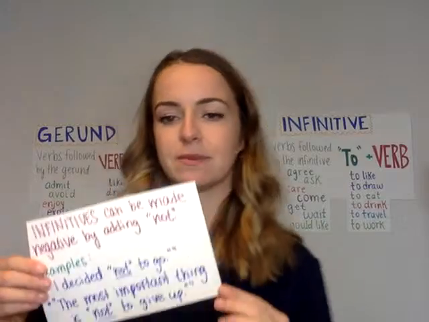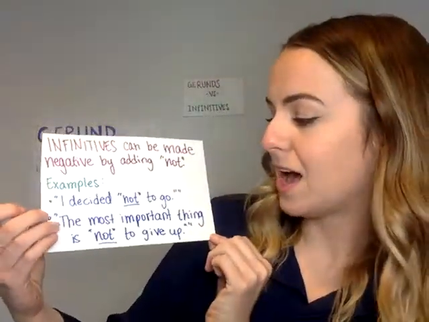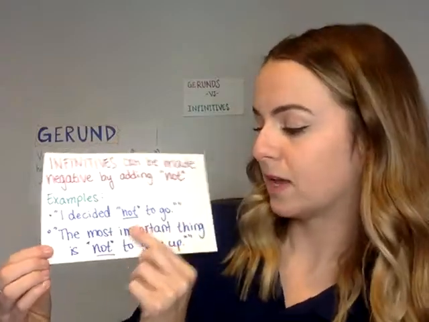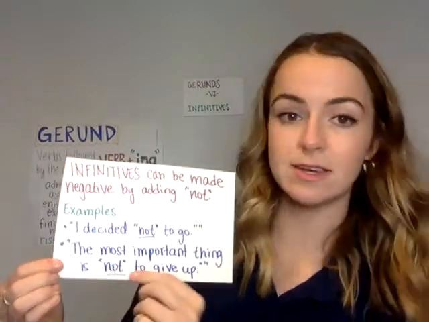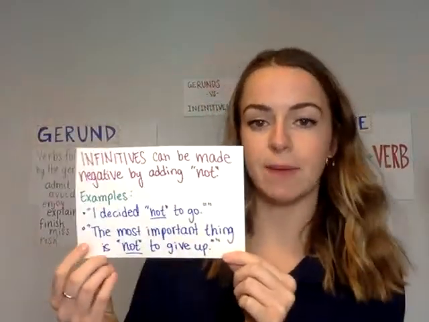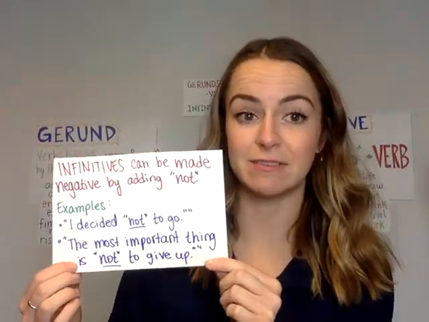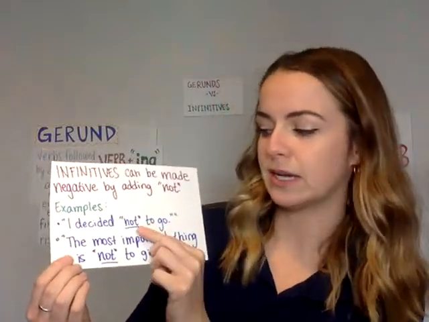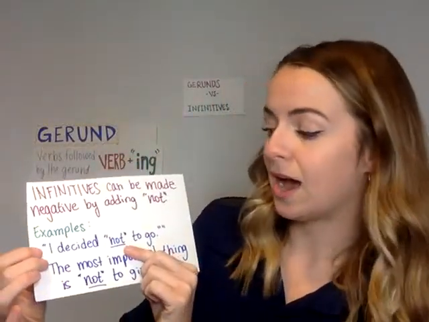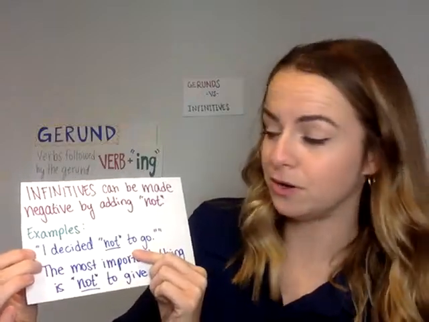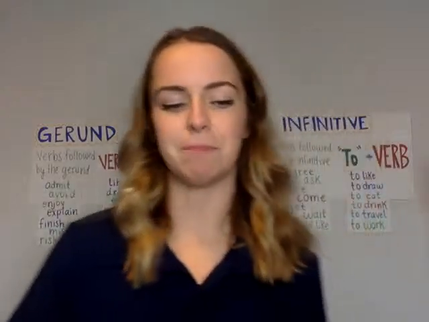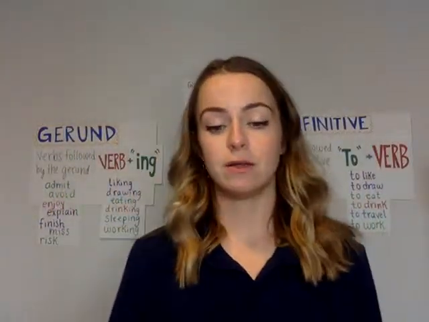So here are some examples that I have. I decided not to go. The most important thing is not giving up. So this is a way that we can make sentences with the infinitive negative using not. So not can also be interchangeable. You could say, I decided to not go, or you could say, I decided not to go. Very good.